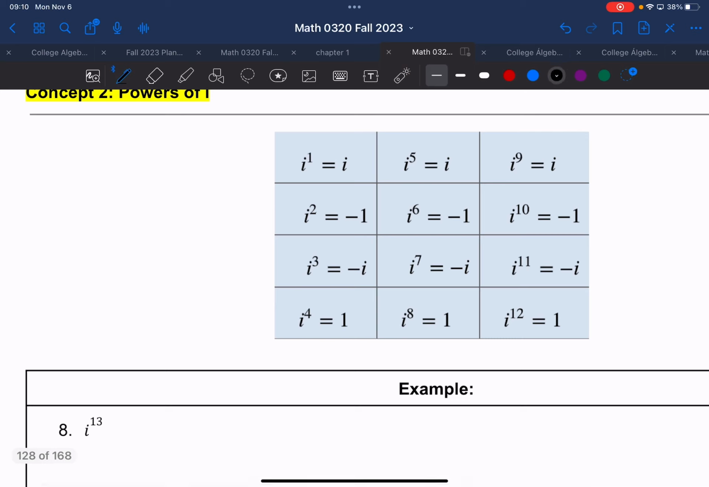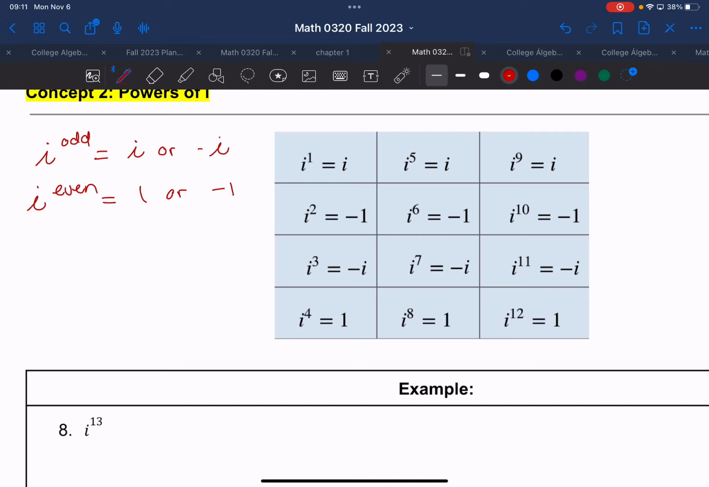Actually, I'll write that off to the side. i to odd gives us i or negative i. i to even gives us 1 or negative 1. And we're going to use that idea to make sure we're getting the correct answer when we solve. Okay.